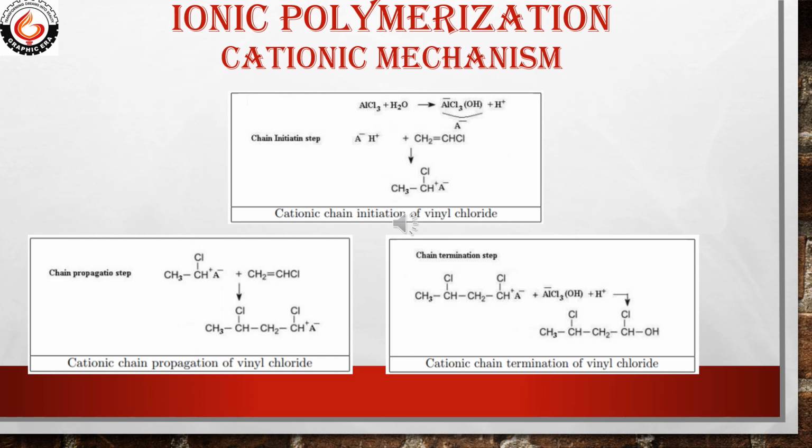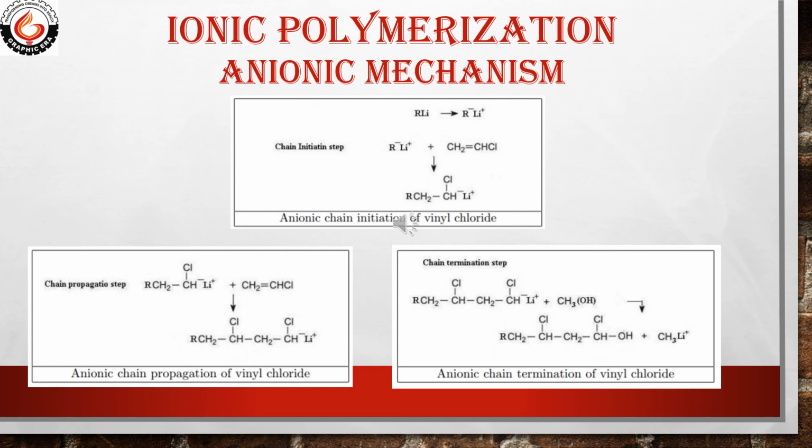The last step is the chain termination step, where chain termination takes place by proton release or by combination with any part of the initiator. Like here you can see the first one is the chain, and from the chain the A is transferred to the initiator and OH is attached to the final chain. In this way the chain reaction terminates and the cationic polymerization reaction is complete.